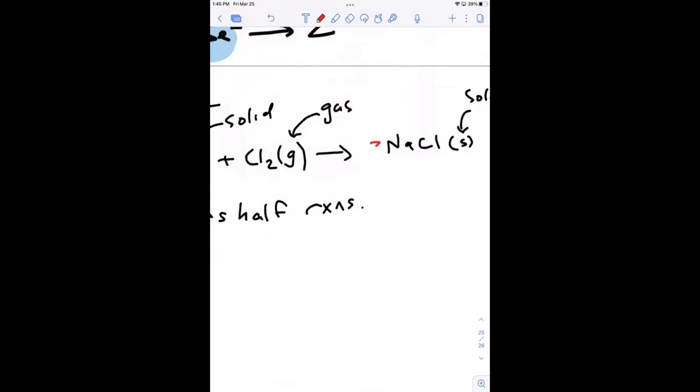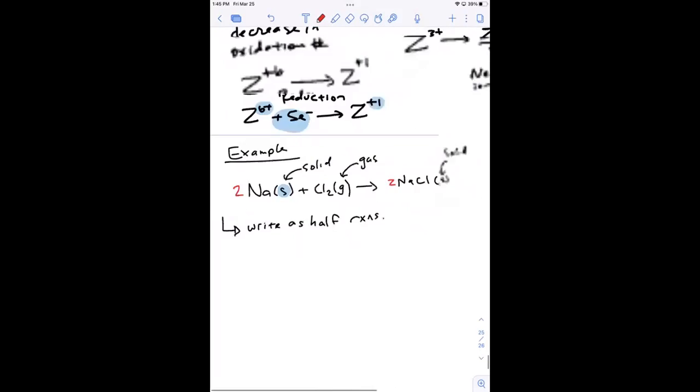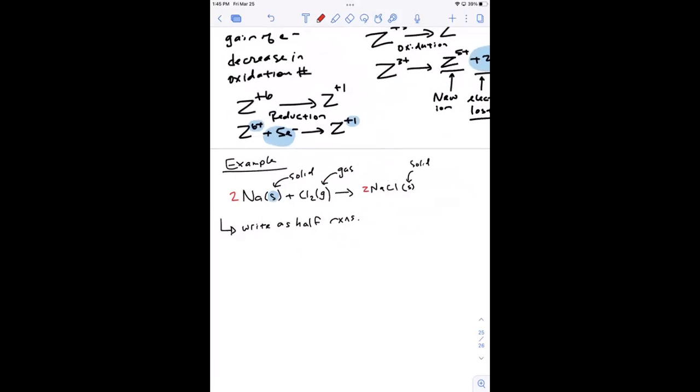Right, that's going to balance the chlorines, but it also throws off the sodium. So what do we need to do for sodium? All right. Yes, put a coefficient of 2 in front of sodium. Boom, now it's balanced. All right, now we can write the half reaction, right?